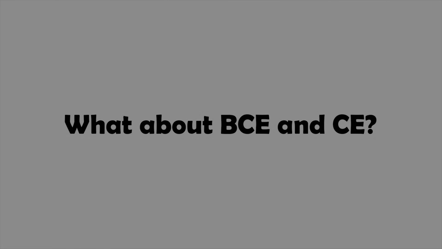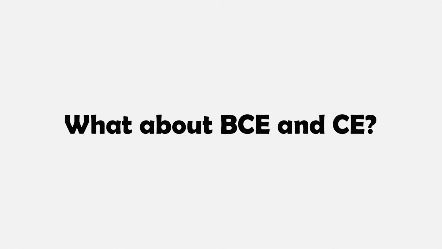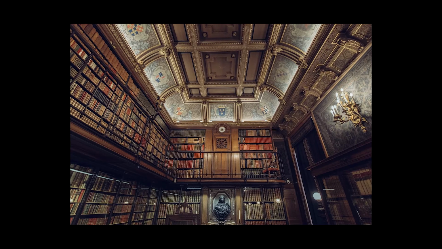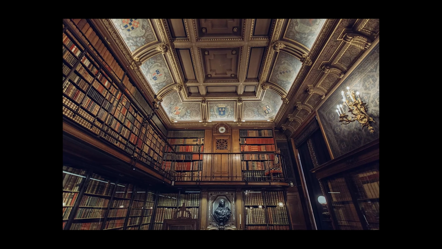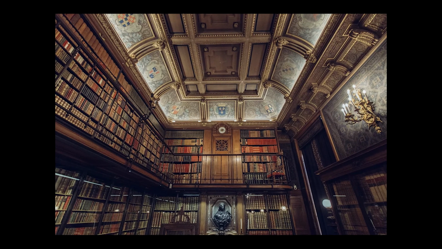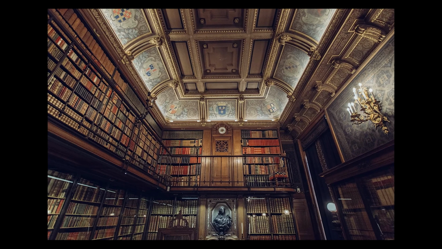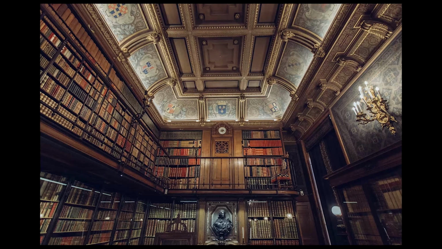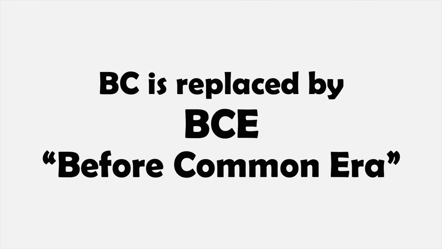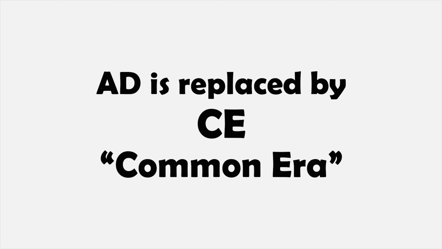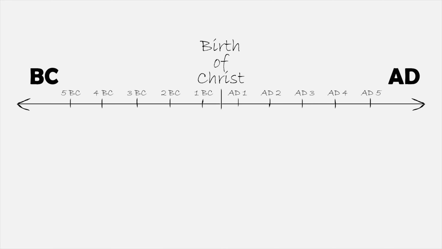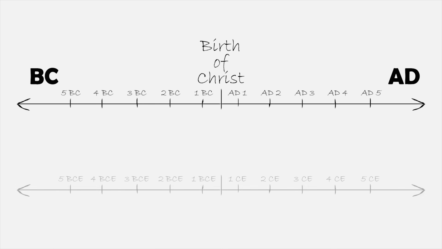So what about BCE and CE? Well, this is a recent convention of the 20th century wanted by some people who didn't like the religious origins of the abbreviations, and they decided to use new letters that didn't mention Jesus Christ. As a result, they changed BC with BCE, meaning before Common Era, and AD with CE, Common Era. However, there are no differences in the measure of the time. The letters changed, but not the numbers.